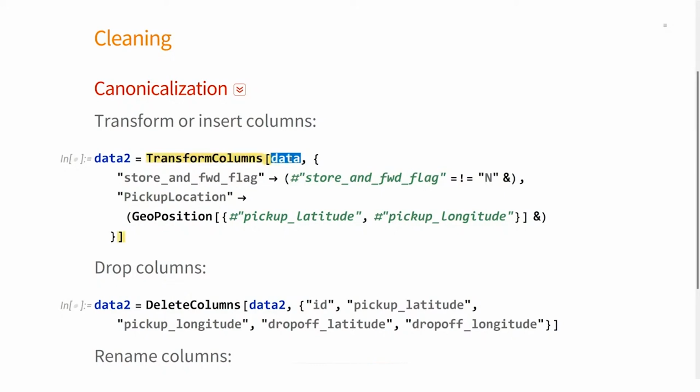So what I'm saying here is take those 1.5 million rows of data, and I'm going to take the store and forward flag, and I'm going to compare it to the letter n, because whoever provided this data has used y and n to decide true or false. And I'd rather have this in canonical Wolfram Language, True or False. And there was a pickup latitude and a pickup longitude. So I want to add a new column here called pickup location, which is going to be a combination of those two columns combined into this new column. And we can give as many rules as we want in this transformation.